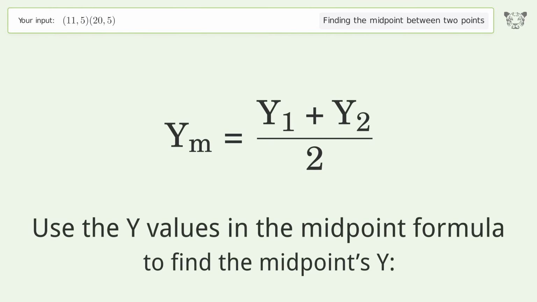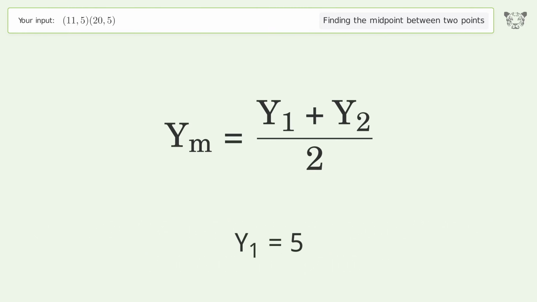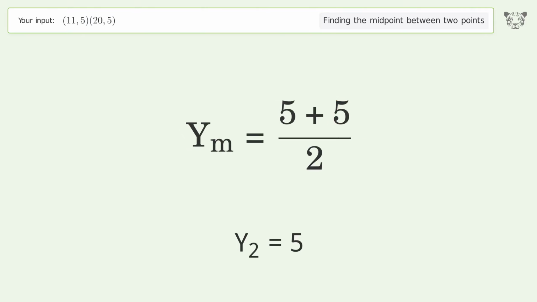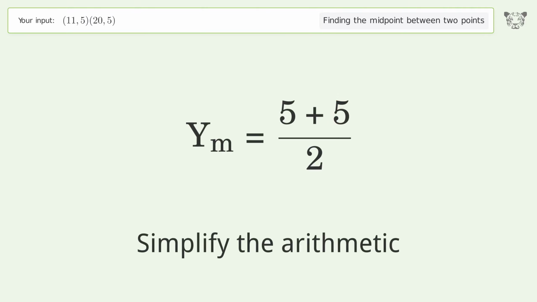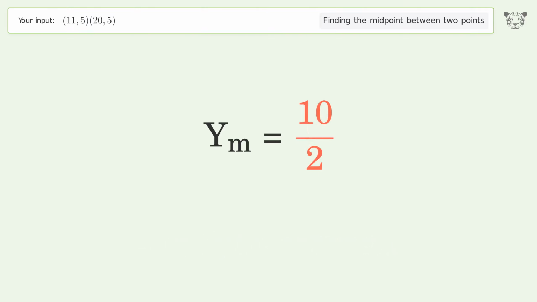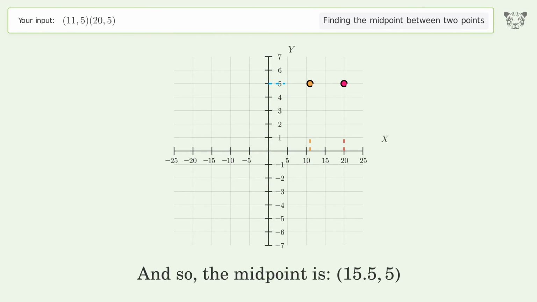Use the y values in the midpoint formula to find the midpoints y. y1 equals 5. y2 equals 5. Simplify the arithmetic. And so, the midpoint is 15.55.